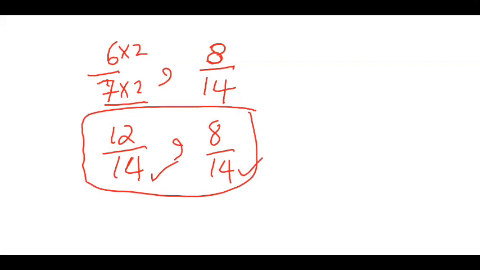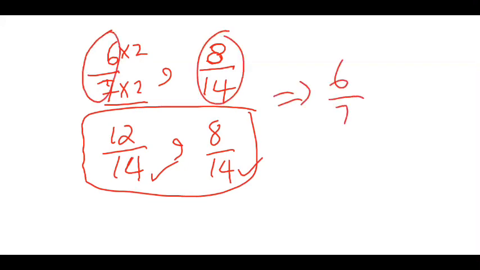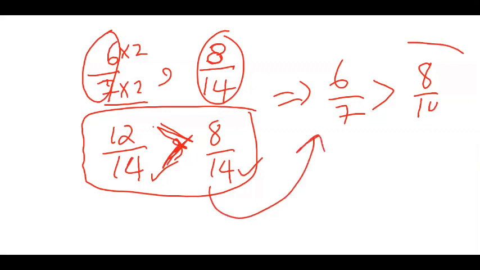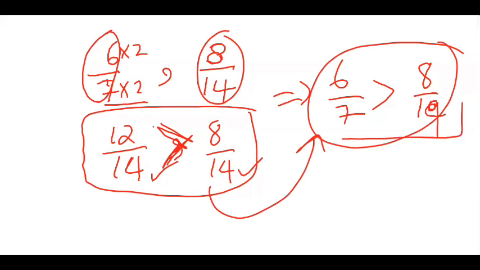So now, Anis, what is greater? 12 over 14. So 6 over 7 is greater than 8 over 14. This means that 6 over 7 is greater than 8 over 14, right? For the like fractions, if you write greater, the same holds for the unlike fractions. So it is 6 over 7 is greater than 8 over 14. Understood, Anis? Any doubts?